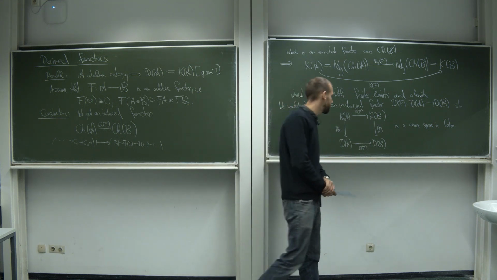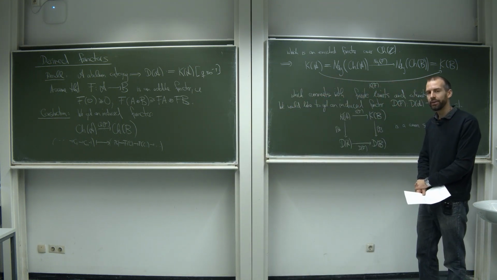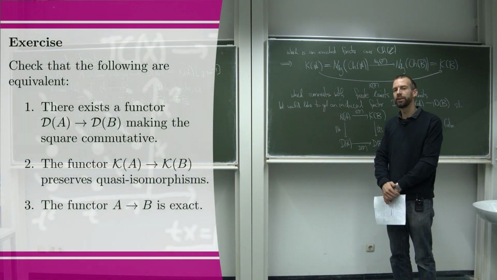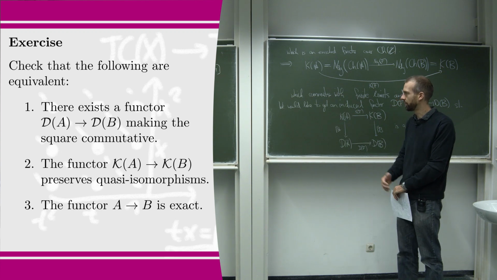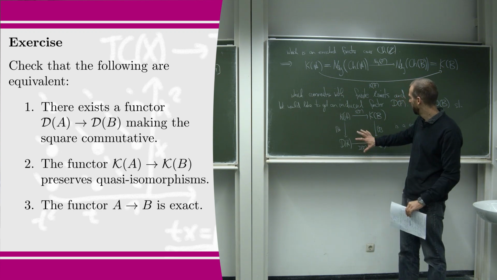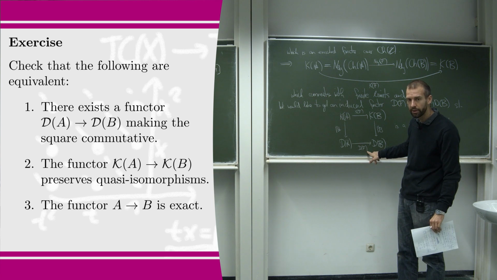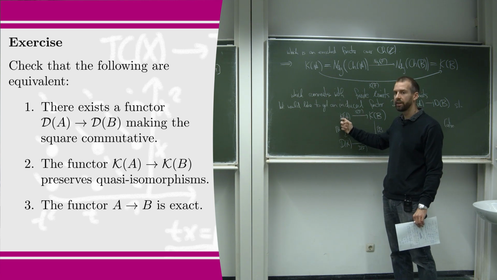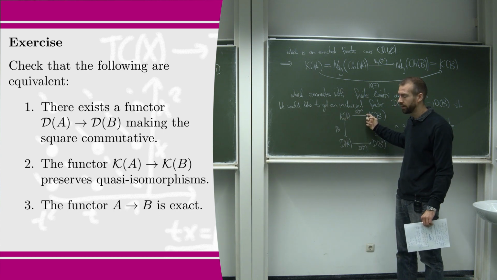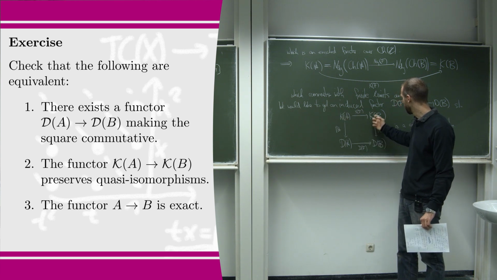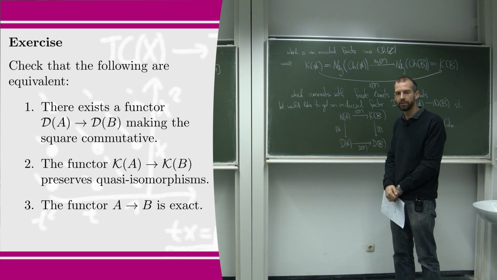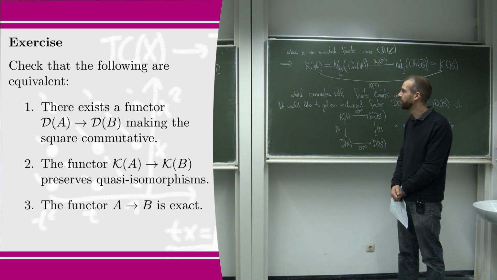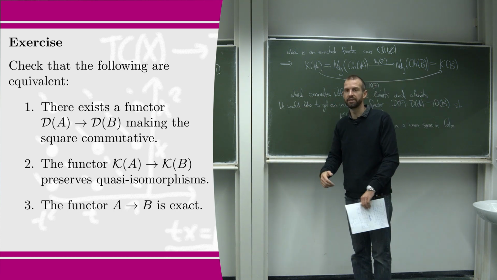And at this point, I want to propose the following little exercise. Check that the following three assumptions are equivalent in our setting. First, there exists such a functor df making this square commutative. Secondly, kf sends quasi-isos to quasi-isos. So note, you have to check actually a certain saturation condition for equivalences for PB for that. And thirdly, and that's the most important, the initial functor of abelian categories is exact.